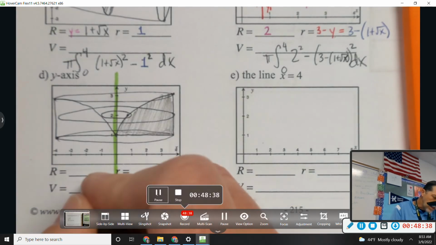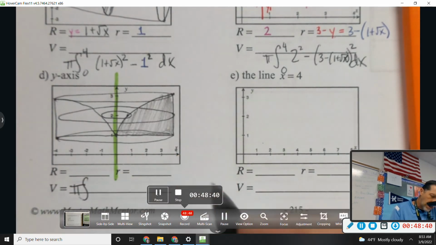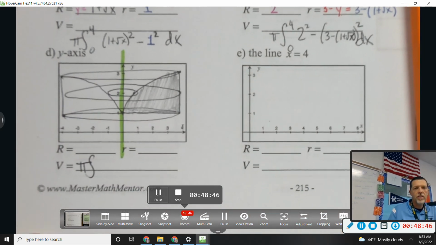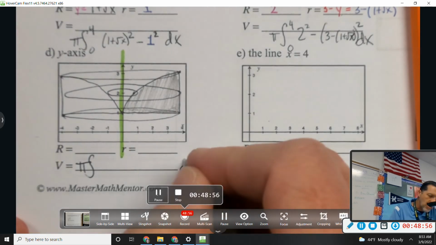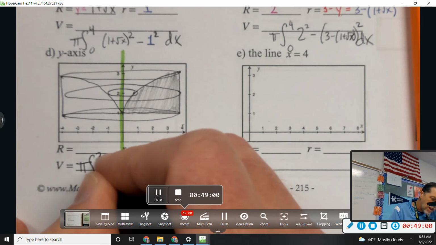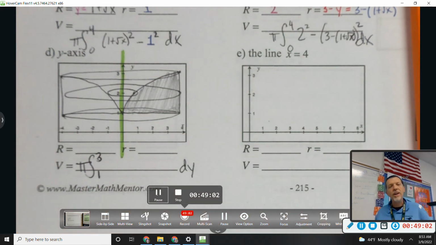Maybe it's helpful to start with the integrand after you do that. Is this a dx problem or a dy problem? My washers are stacked in the y direction, so it's dy. So that means I'm going 1 to 3 now. And it also means everything in there has to be in terms of y.